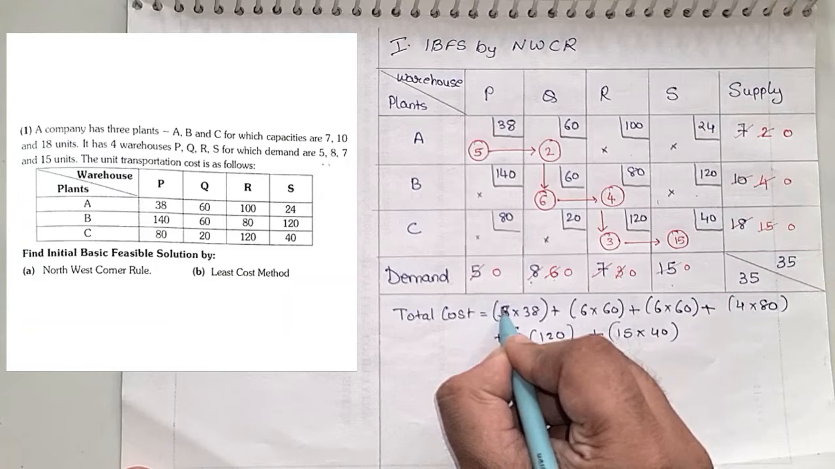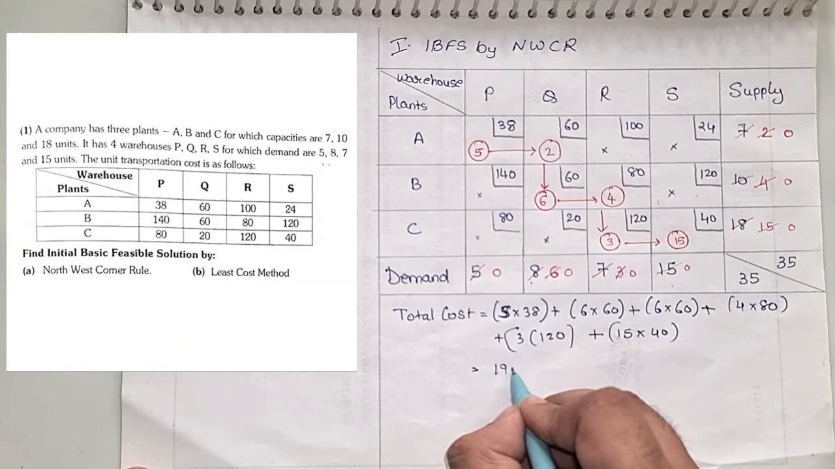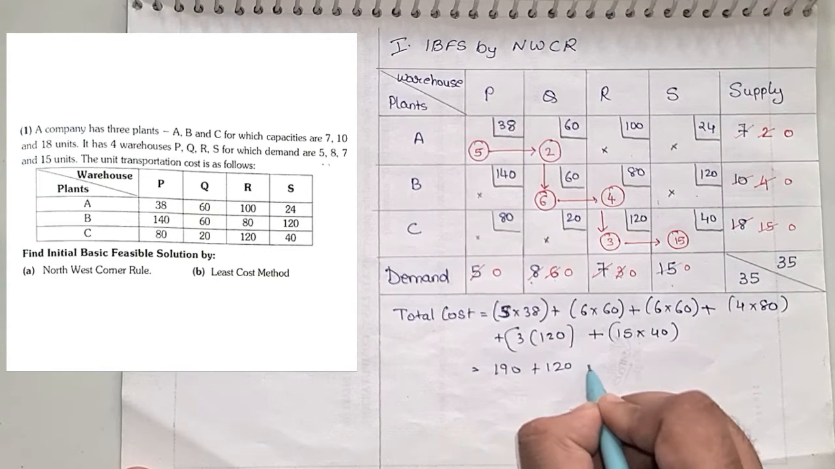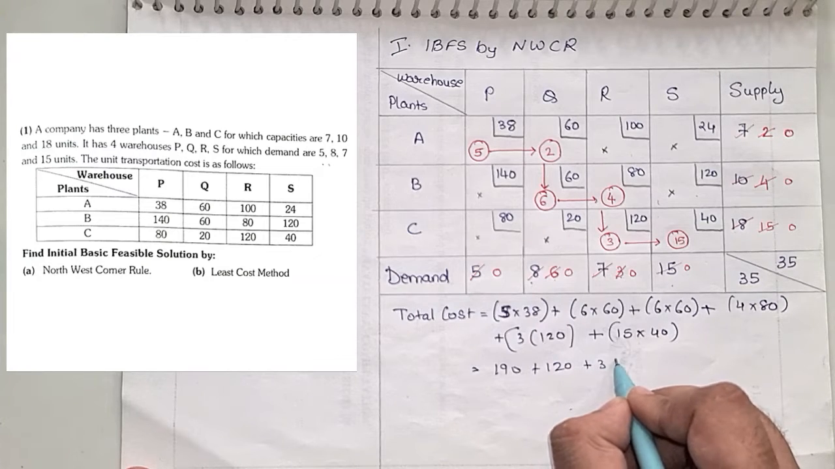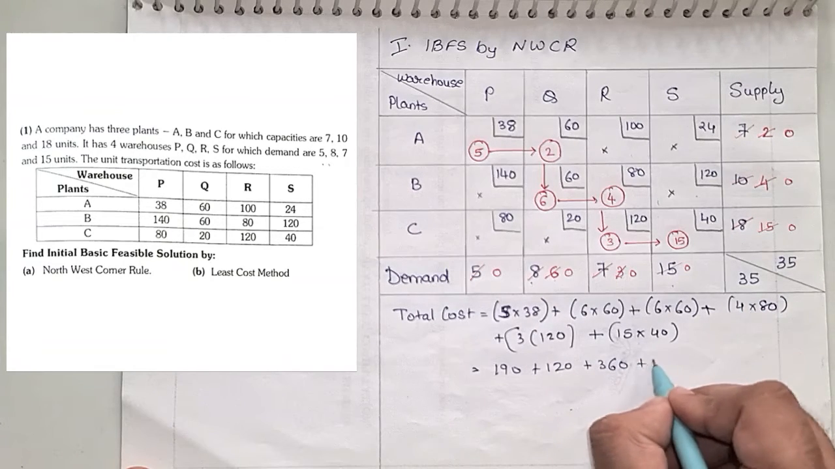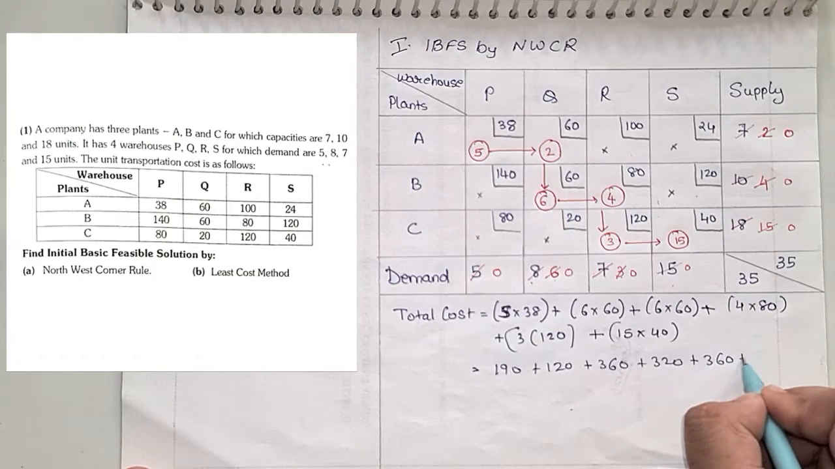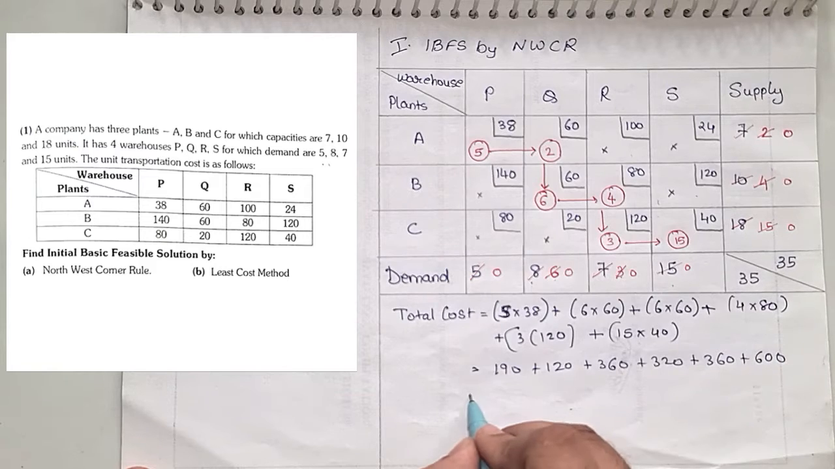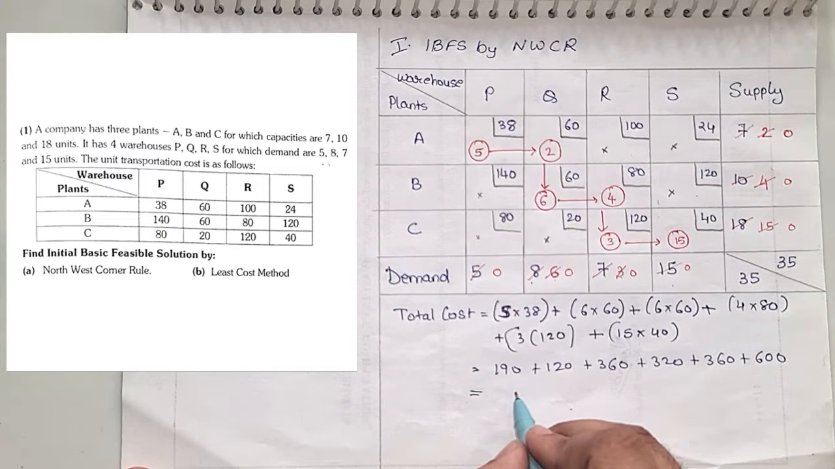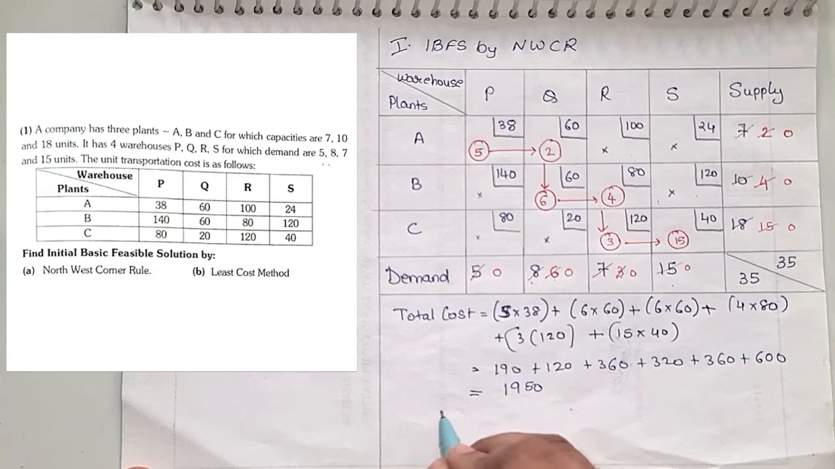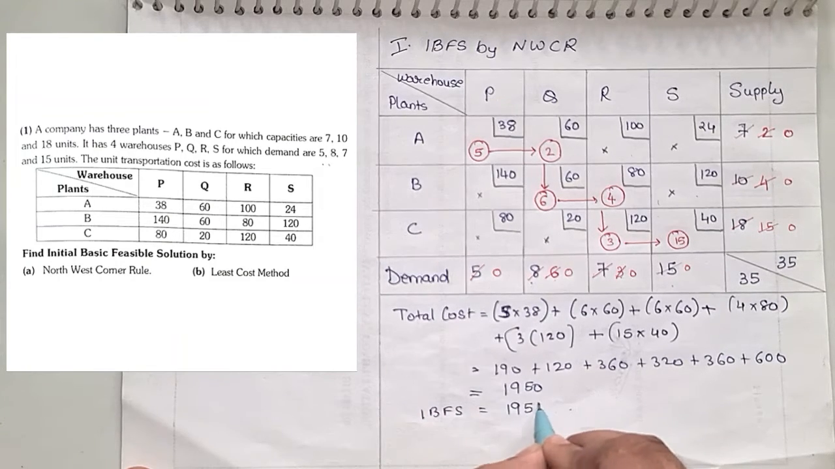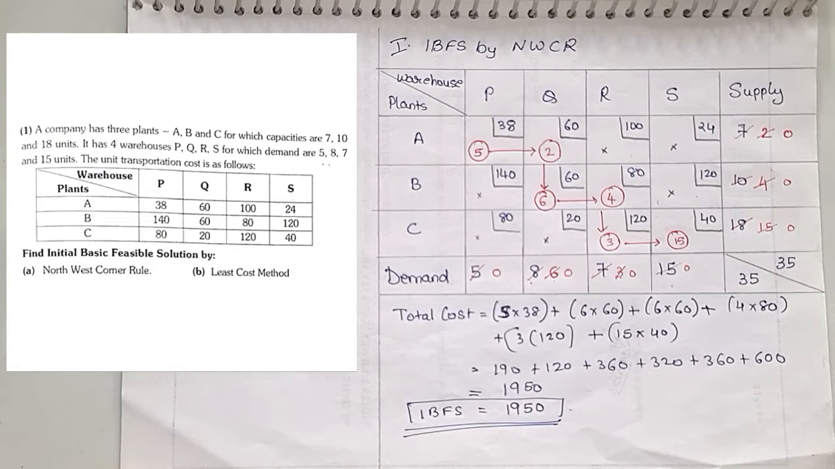Okay, I have taken 3 here. 5 into 38, which is 190. 2 60s are 120. 6 60s are 360. 4 80s are 320. 3 120s are 360 and 15 40s are 600. When you add up the whole thing, we will get the value as 1950. So my initial basic feasible solution is 1950, as per the northwest corner rule.